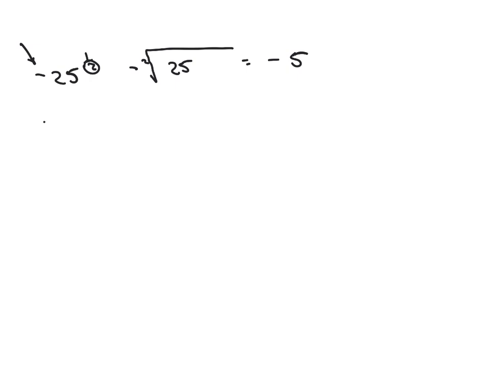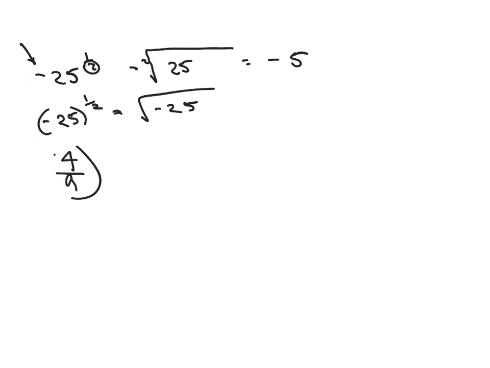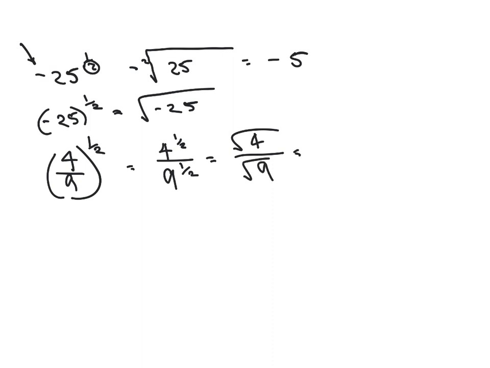Okay, if I have this, that is the same as, which cannot be done. If I have 4/9 to the 1/2 power, that exponent is on both the 4 and the 9. And that basically means square root of 4 over square root of 9, which is 2/3.